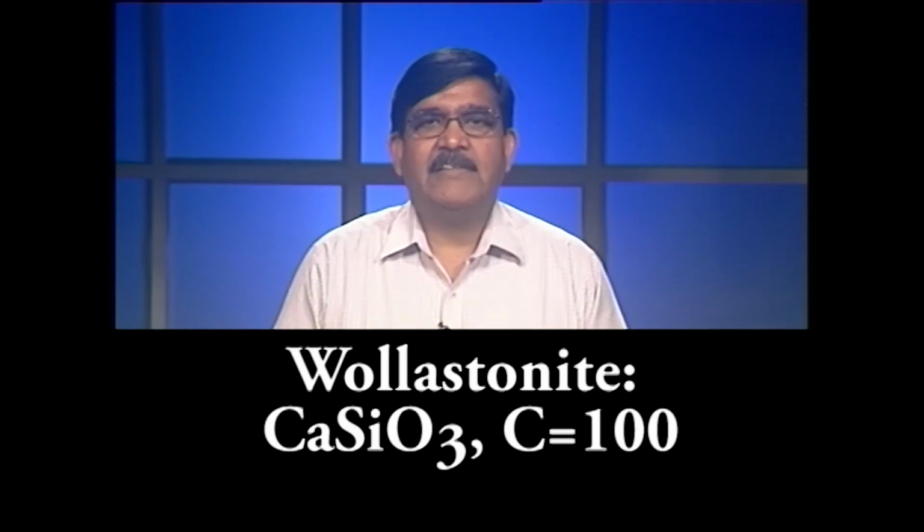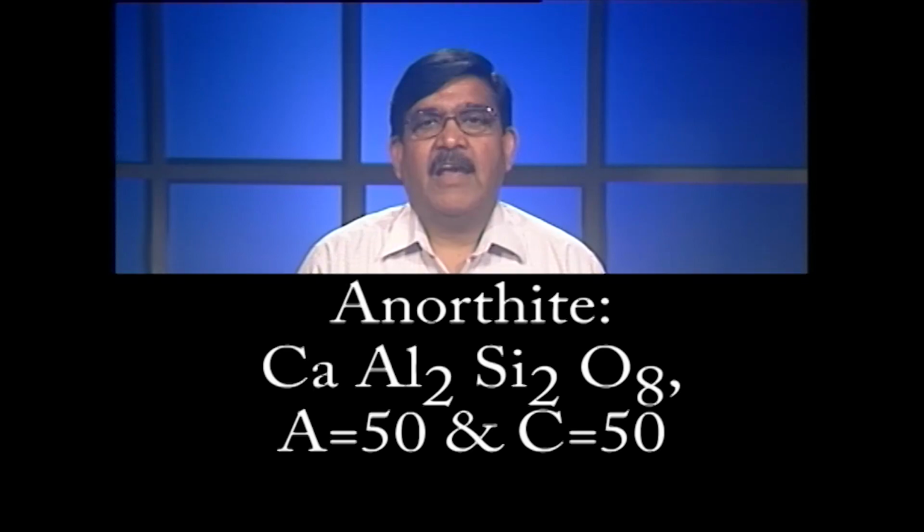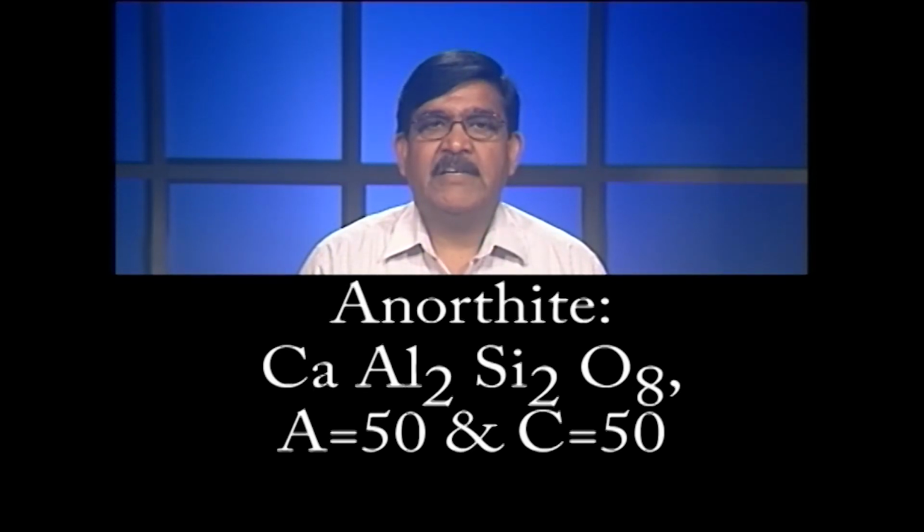The next formula is wollastonite. The chemical formula of wollastonite is CaSiO3. The value of C equal to 100% and A and F equal to 0. The next is anorthite, CaAl2Si2O8, A equal to 50%, C equal to 50% and F equal to 0 because in anorthite there is no FeO or MgO present.